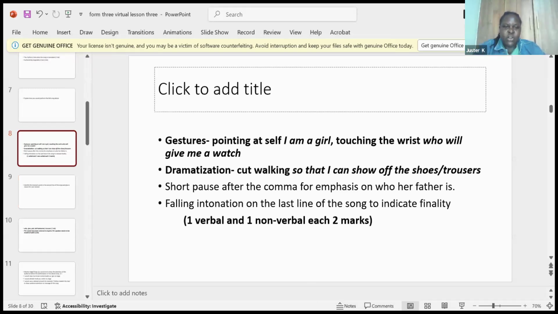It would have been very wrong to say, I would use gestures, and just leave your answer at that, or just say, I would point at myself, without saying at what point you would point at yourself when saying, I am a girl. So you must always ensure you have contextualized your answers clearly for you to score. This is sometimes a problematic question to candidates because of leaving the answers half done. You have to give the answer in full, general to specific, verbal cues, non-verbal cues.